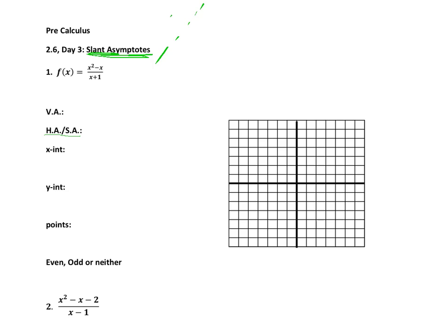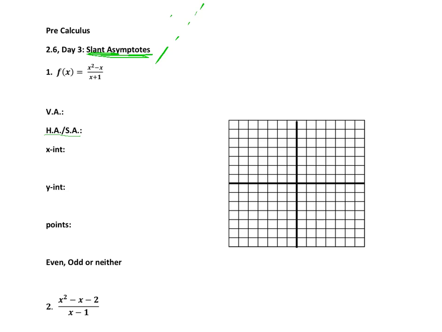Now this is going to be the only new step. Everything else we're going to do the same. The VA is still going to be the same. How to do that, set the bottom equal to 0. We're still going to find the intercepts. We're still going to plot additional points. And at the end, we're still going to see if the graph is even, odd, or neither.